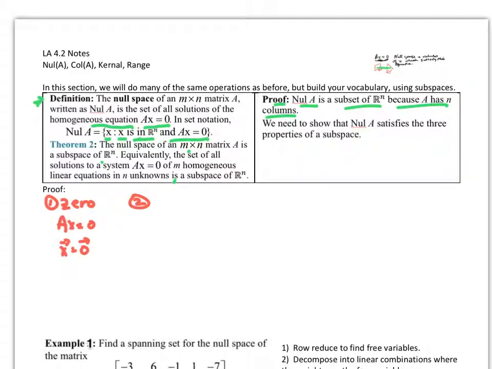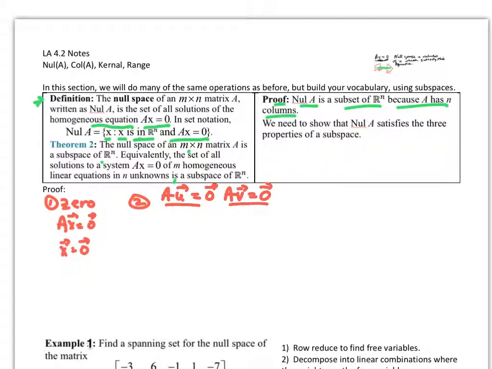So step 1, the 0. We're going to show that the 0 belongs in there. So Ax is equal to 0. Well, what does x have to be? Well, I shouldn't say what it has to be, but it is a solution to this homogeneous equation. So the 0 vector is part of our subspace. So if we have u and v within the space that we're looking at, what we have is 2 situations: Au is equal to 0 and Av is equal to 0. Those are the 2 setups that we have.